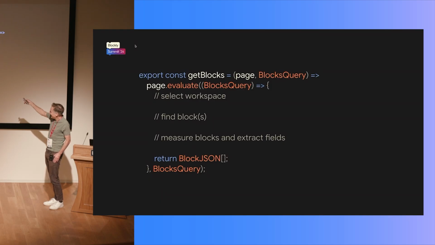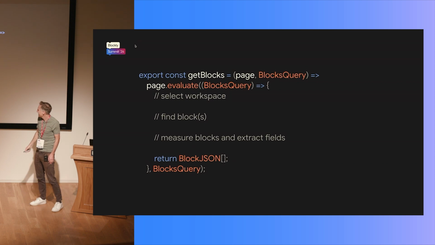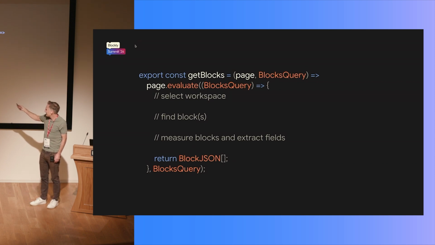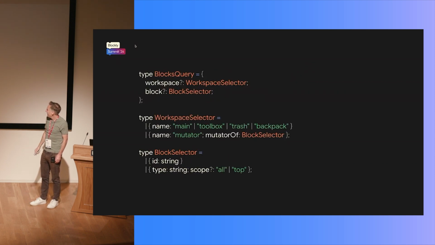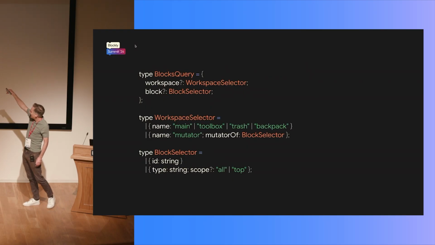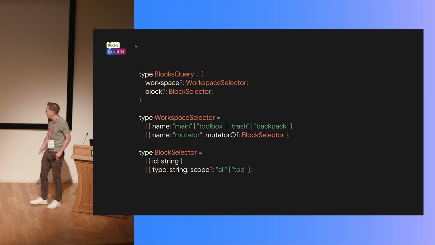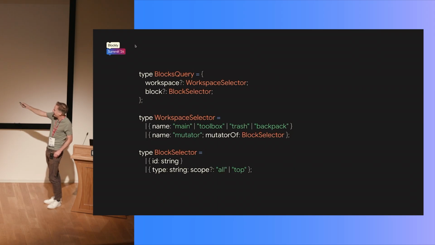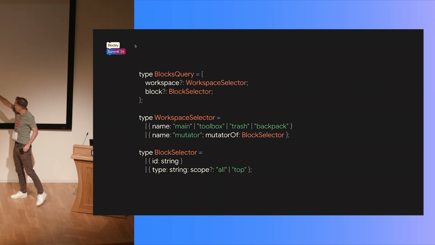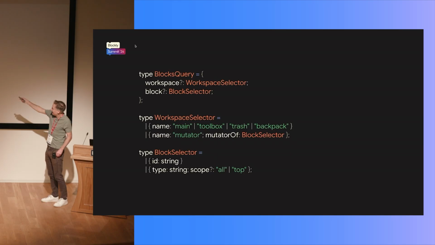But the point of this method is to get the blocks that are on the page so you can look at the various properties and assert them in your tests. It has a notion of a blocks query, so you can figure out what block you want, a block selector, a workspace selector. So I had to support all these different workspaces, like if it's in a mutator.